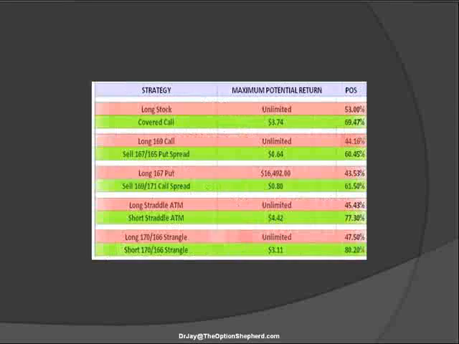In this table, a number of debit trades in pink are compared with credit trades in green. The name of the trade is in the first column. The middle column has its maximum potential return, and the last shows the strategy's probability of success. You can readily see all the credit trades have a higher probability of success than their counterparts. Detailed explanations are in the following slides.